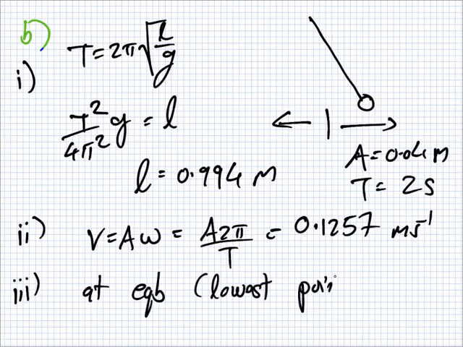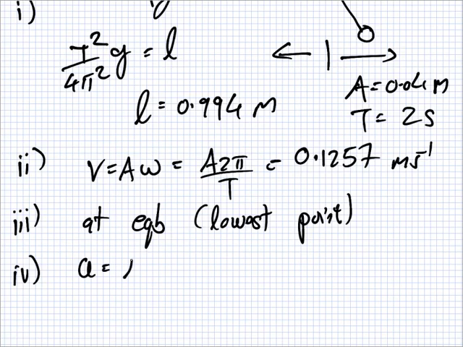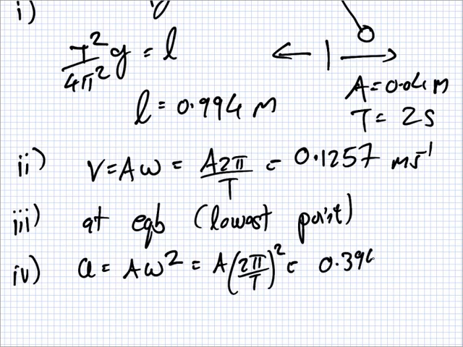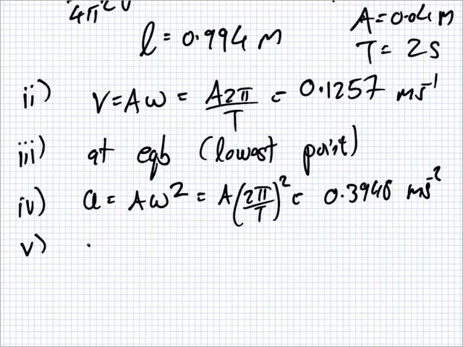What's next? Determine the maximum acceleration. Oh yeah. So a equals A omega squared, which is A times 2 pi over T squared. Is it 0.3948 meters per second squared? Yes. Where will this occur? At the end points, which is the highest.